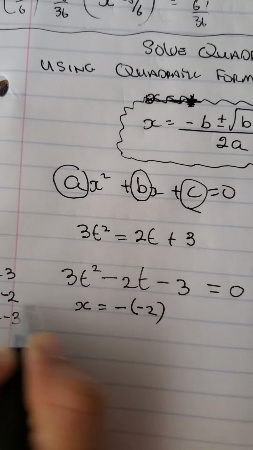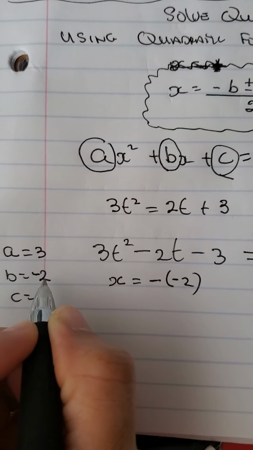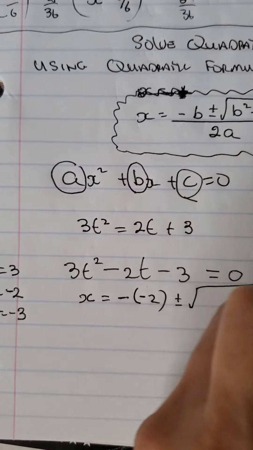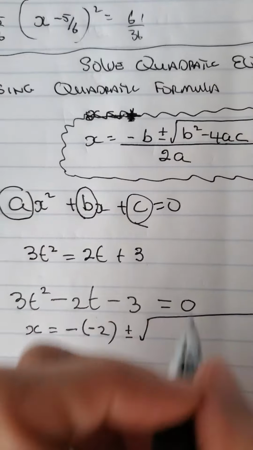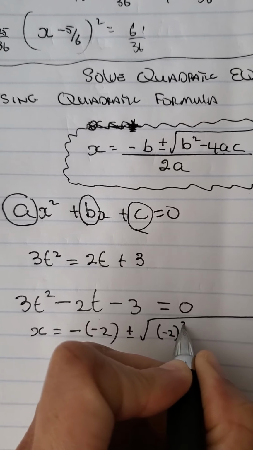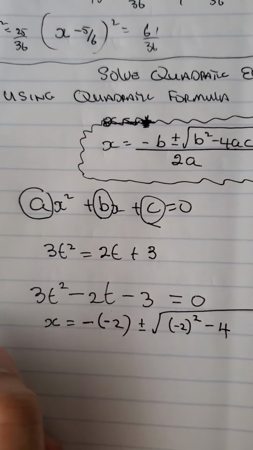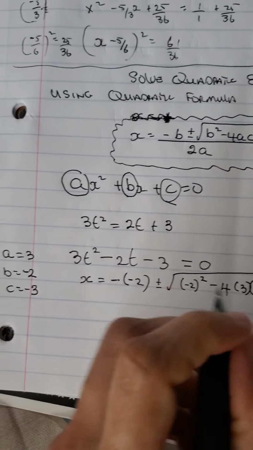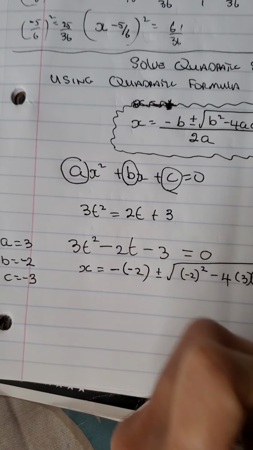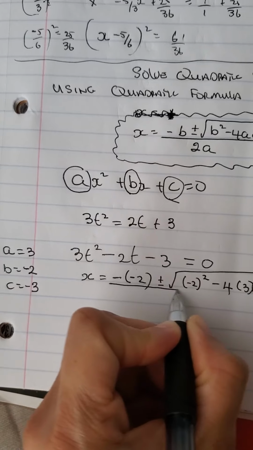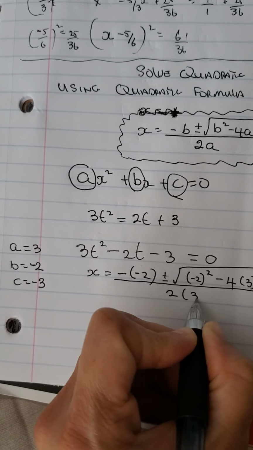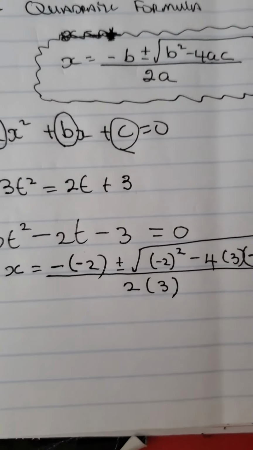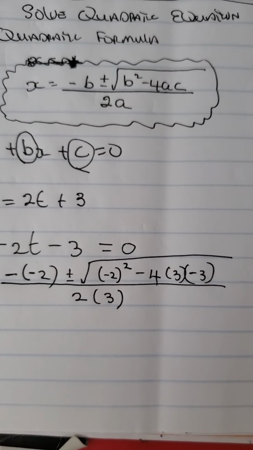This negative does not take care of the negative 2. Be careful. This is my b. Plus and minus the square root of b squared. So b is negative 2 squared minus 4a. A is 3, all right? C is negative 3. And it's all over 2a, which is 3. So let's carefully and slowly, when I'm tired, I'm so prone to errors, but we're going to make this happen. Here we go.